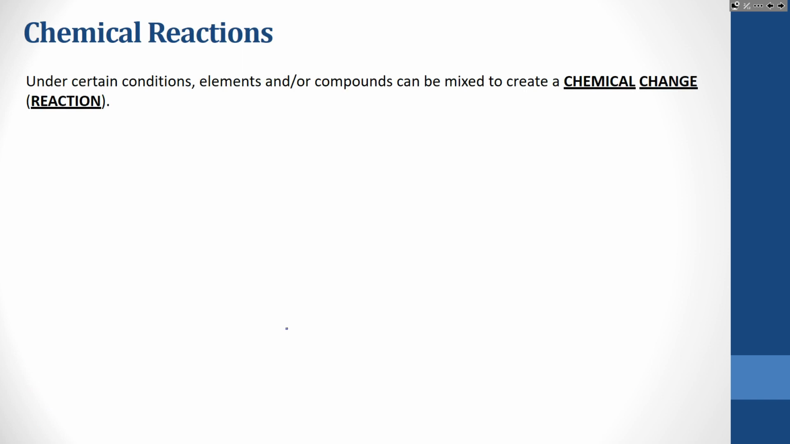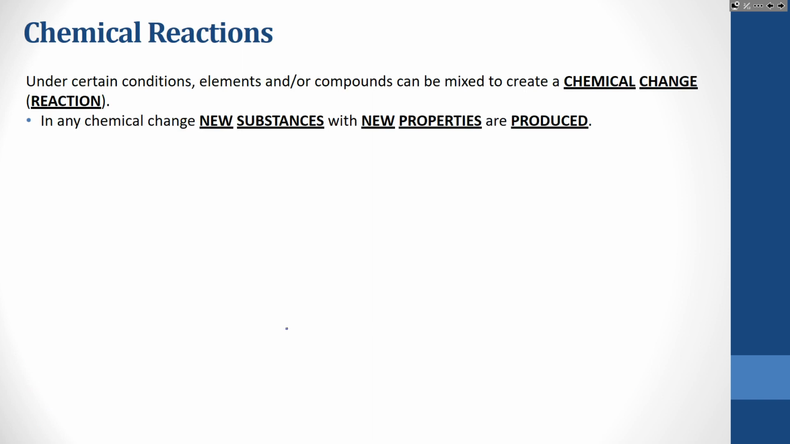So remember that a chemical reaction is where elements or compounds are being mixed, and you get a chemical change happening where some sort of a new substance with new properties is being produced. Remember that chemical reactions produce something new, and physical changes or physical reactions don't. You start and end with the same substance.